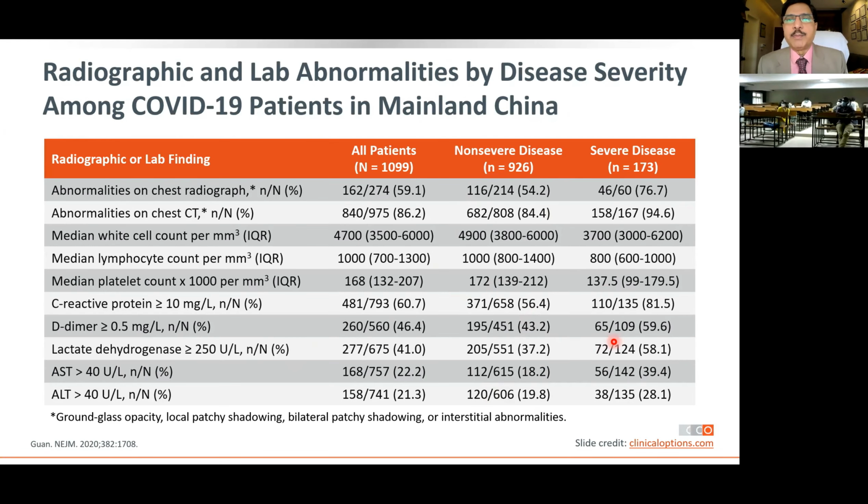Radiographic and lab abnormalities by disease status among COVID-19 patients in mainland China: you can see radiographic abnormalities, chest radiograph, chest CT, white cell count, lymphocytes, platelets, CRP, D-dimer, lactate dehydrogenase, liver enzymes, all of them. In non-severe disease it is this pattern and in severe disease it is this pattern. You can see the severity of the disease can be assessed by all these parameters, including the radiological parameters.